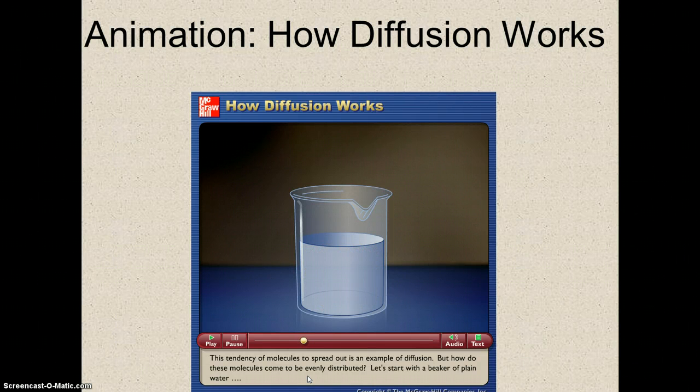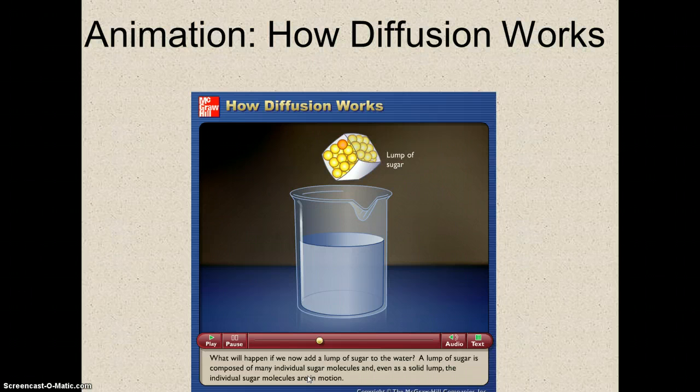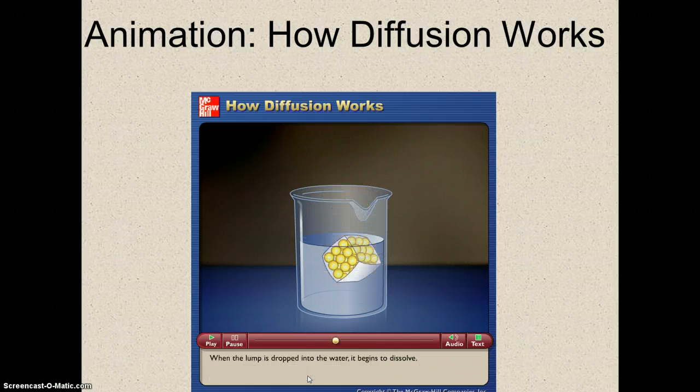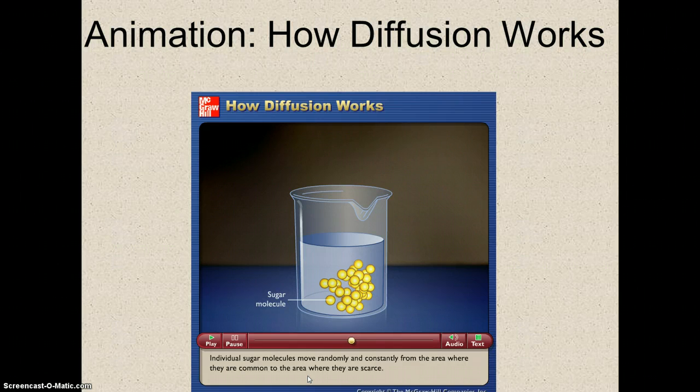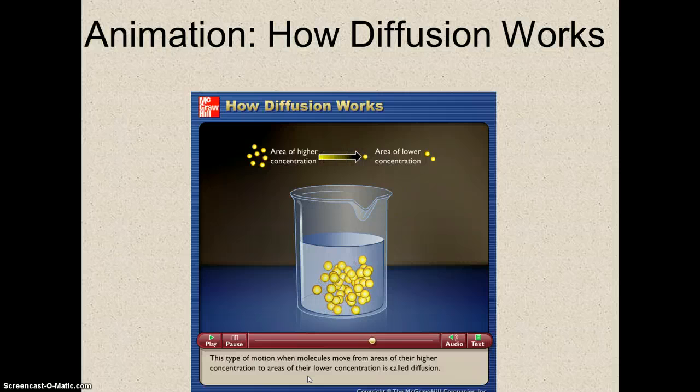Let's start with a beaker of plain water. What will happen if we now add a lump of sugar to the water? A lump of sugar is composed of many individual sugar molecules, and even as a solid lump, the individual sugar molecules are in motion. When the lump is dropped into the water, it begins to dissolve. Individual sugar molecules move randomly and constantly from the area where they are common to the area where they are scarce. This type of motion, when molecules move from areas of their higher concentration to areas of their lower concentration, is called diffusion.